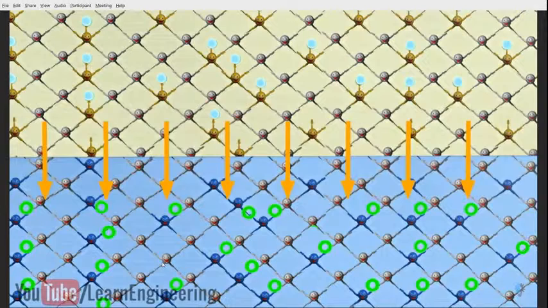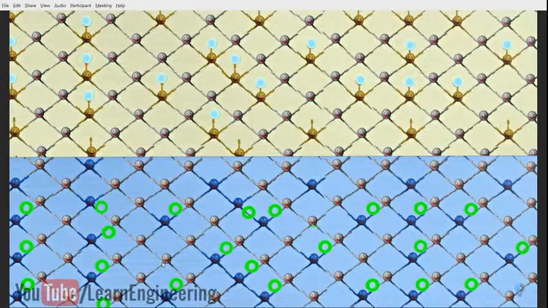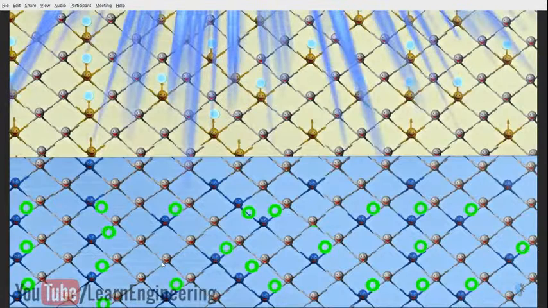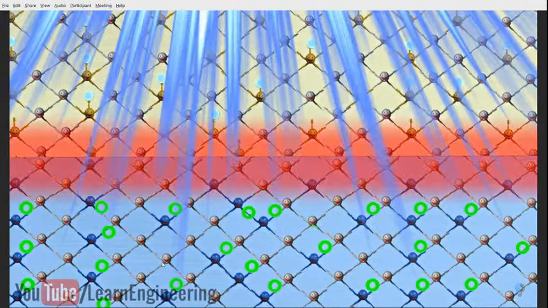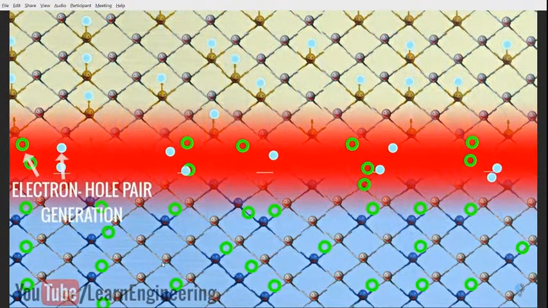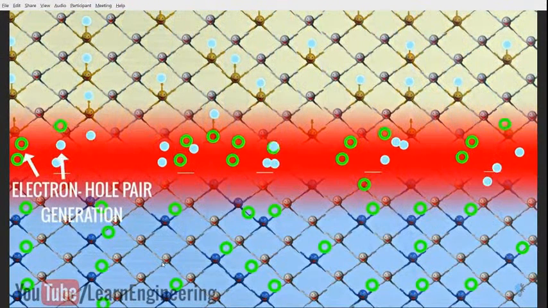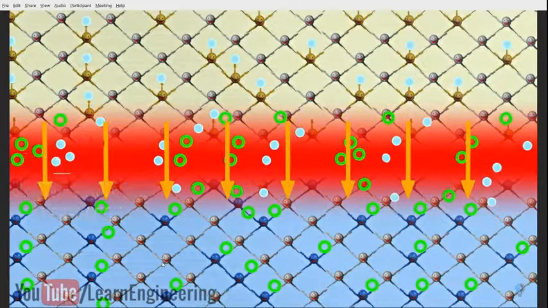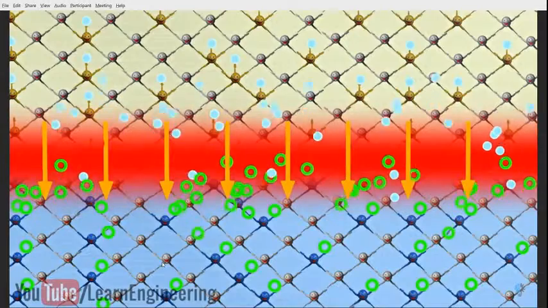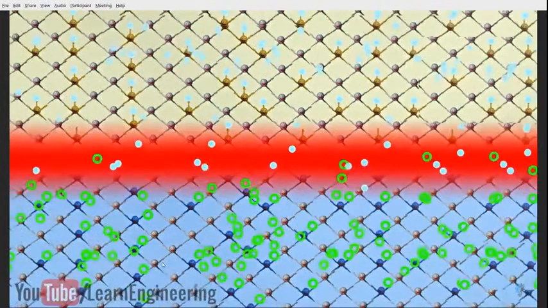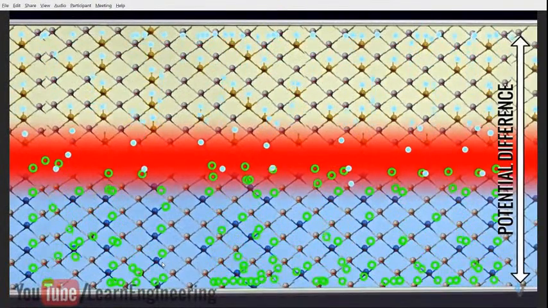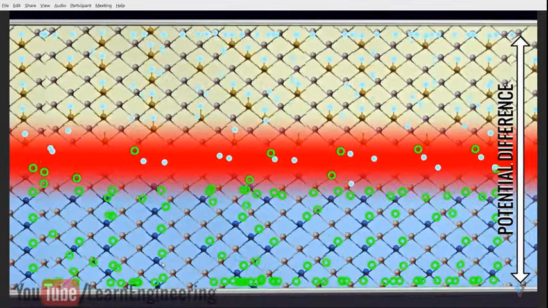Let's see it in detail. When the light strikes the P-N junction, something very interesting happens. Light strikes the N region of the PV cell, and it penetrates and reaches the depletion region. This photon energy is sufficient to generate electron hole pairs in the depletion region. The depletion region drives the electrons and holes out of the depletion region. Observe that the concentration of electrons in the N region and holes in the P region becomes so high that a potential difference will develop between them.